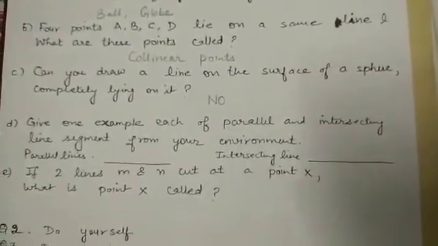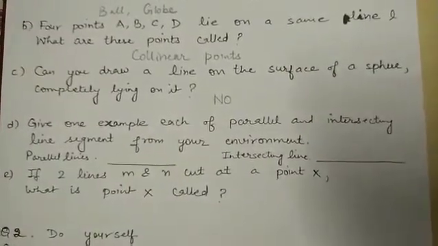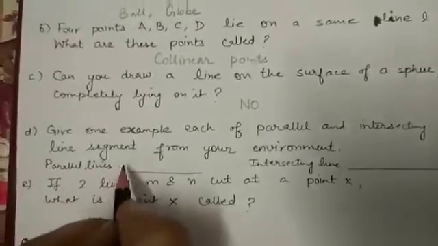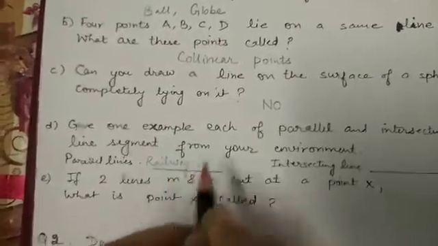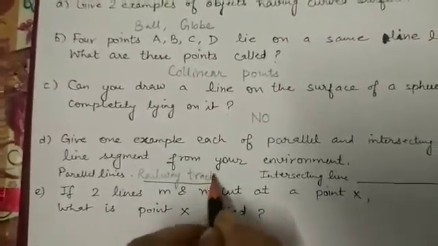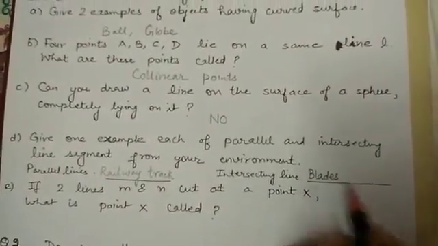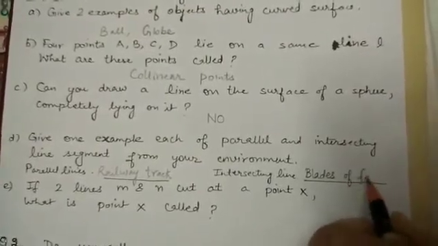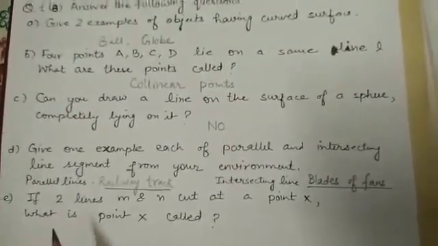Now D part. Give one example of parallel and intersecting line segment from your environment. Parallel lines. We can say railway track, and in case of intersecting lines, what can we say? Blades of fan or scissors. Blades of scissors is also an example.